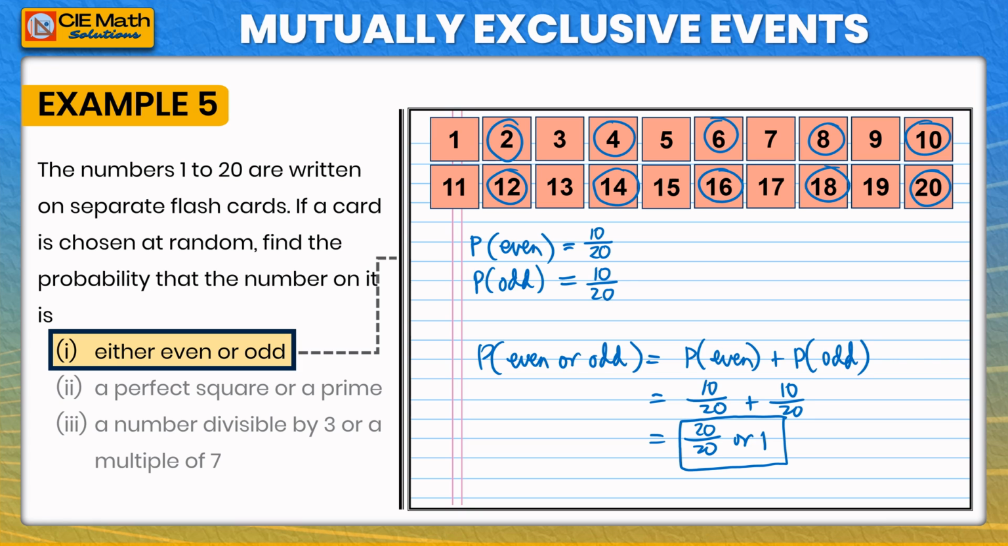Now again, if you want to check if they are mutually exclusive, the question is: is there a case that if you pick a number from those 20 cards, the number that you pick is even and, at the same time, odd? The answer is no. So if the answer is no, then that means they are mutually exclusive events.